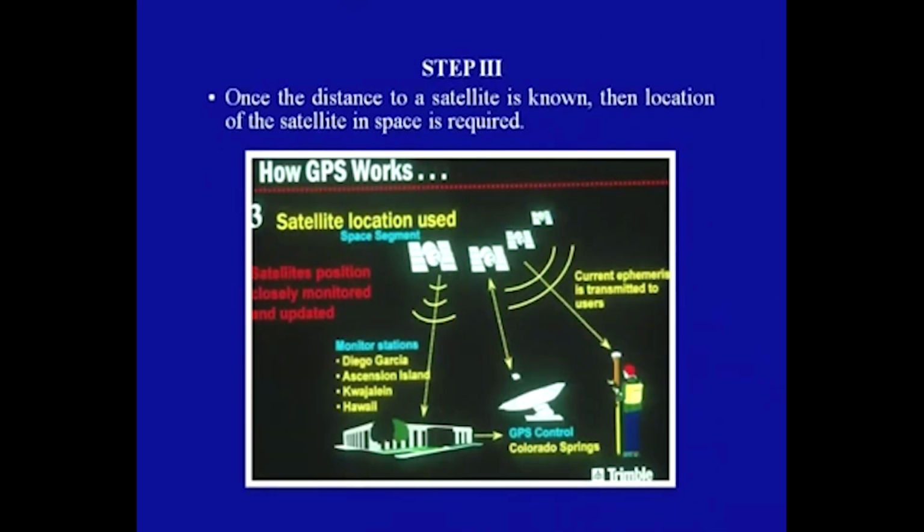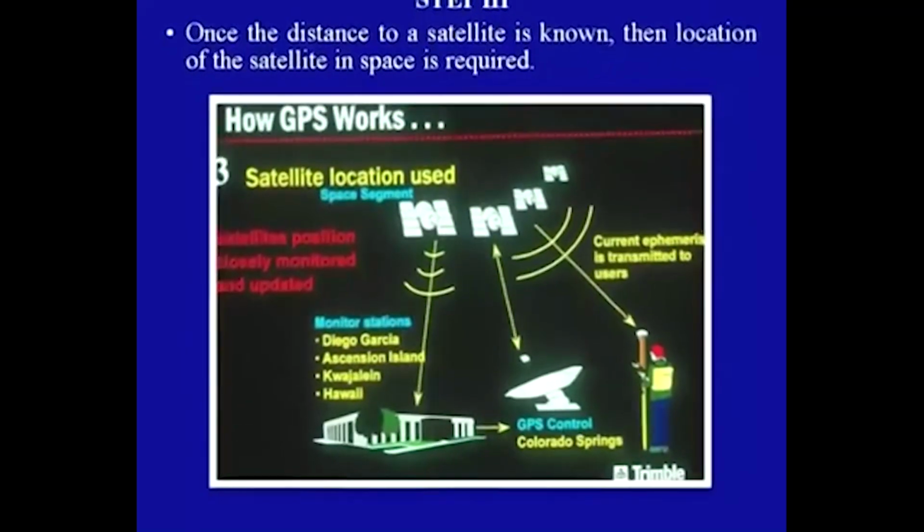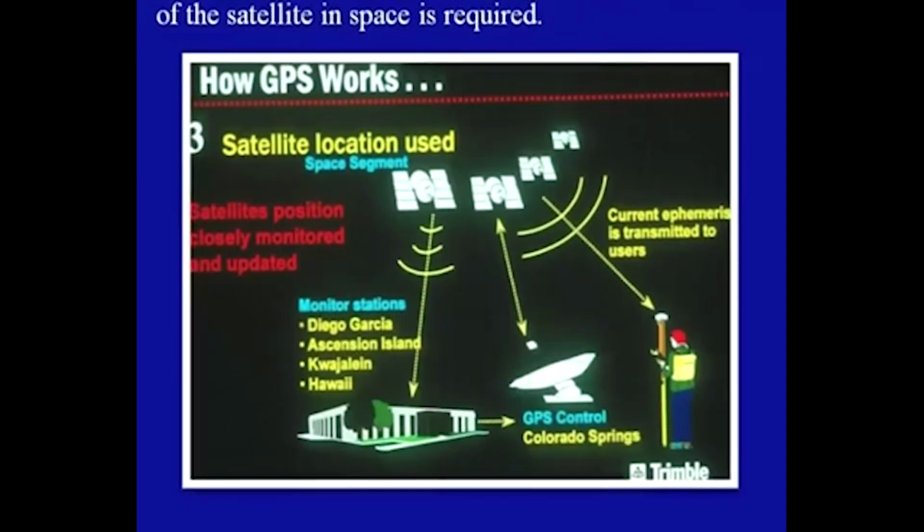The third step is that once the distance of the satellite is known, then the location of the satellite in space is required. This information is provided by the master control station, which provides accurate information regarding the position of the satellite at the time of observation. Here we can see that from the master control station, the satellite is receiving its exact position, and based on this it is transmitting the same to the user, so that the exact positions of the satellites are known and can be used for subsequent computations.